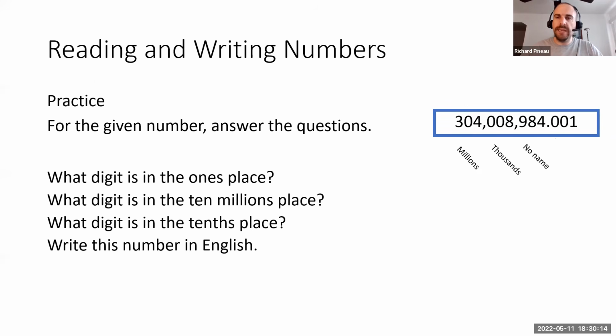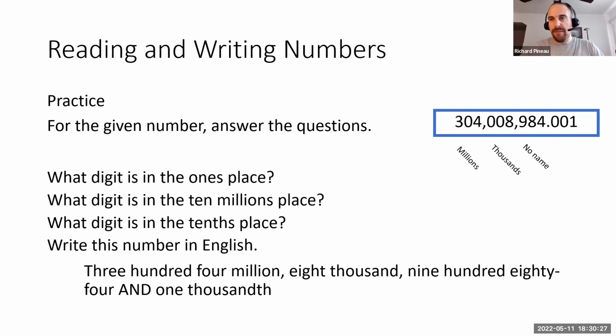So in this case, we would begin with 304,008,984 and 1,000th. Okay, 1,000th. You notice I hesitated there. I needed to count my decimal places on the right side of the decimal. So tenths, hundredths, thousandths. That 1 is in the thousandths place. So 304,008,984 and 1,000th. So that's what that number looks like.